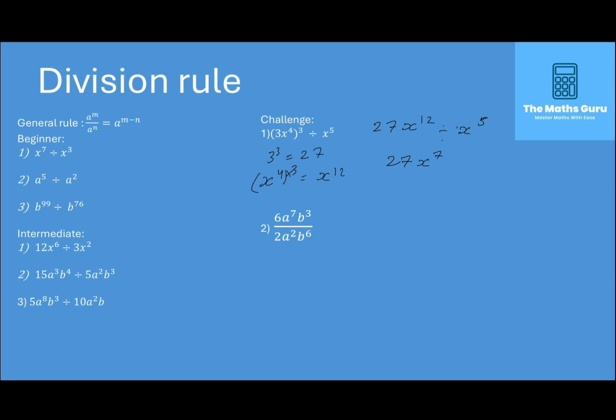Okay, so in this case, it's the equivalent of writing 6a to the 7 b cubed divided by 2a squared b to the 6. And what we're going to do here is treat each one individually and go 6 divided by 2 is 3. a to the 7 divided by a to the 2 is a to the 5. Put that in here. b to the 3 divided by b to the 6 is equal to b to the negative 3. Put that in here. And that's our final answer.